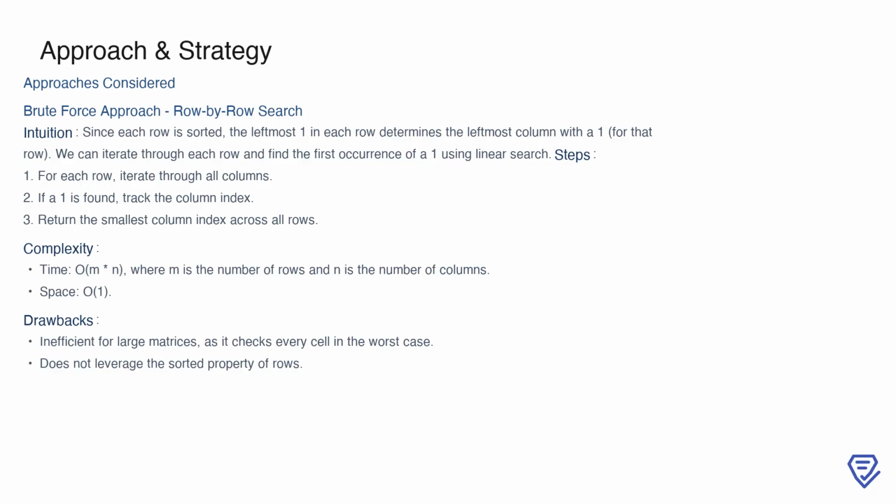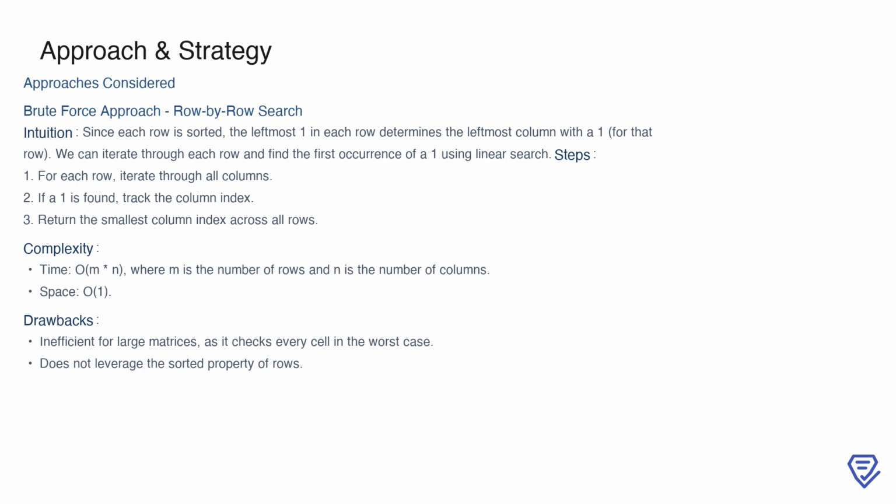To start, let's consider the brute force approach, also known as the row-by-row search. The idea here is straightforward. Since each row in the matrix is sorted, the leftmost occurrence of a 1 in any row directly impacts the leftmost column containing a 1 in the entire matrix. The steps are simple. We iterate through each row one by one, checking every column in the row to find the first one. As we progress, we track the smallest column index where a 1 appears across all rows.